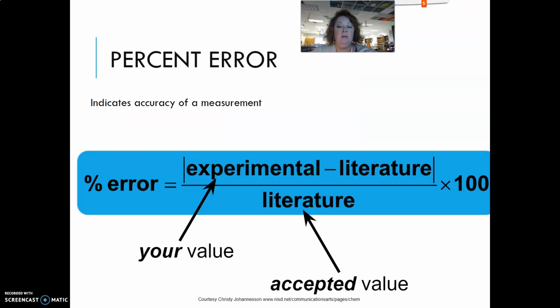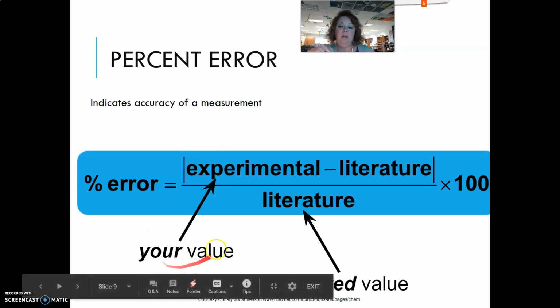So now let's talk about percent error. This indicates the accuracy of a measurement. So we want our measurements to be accurate. How are we going to determine that? Well, there is a literature or accepted value for whatever it is that we're trying to measure, generally. So you have your measurement, which would be your value, and you subtract it from the accepted value, and then divide it by the accepted value, multiplied by 100 gives us the percent. That is our percent error.